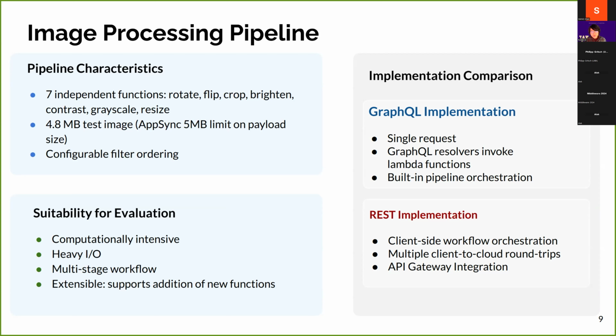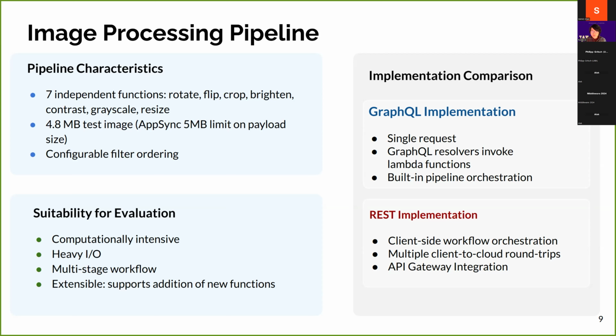So to compare GraphQL and REST, we have 2 sets of implementations. One is the GraphQL way and the other is the REST way. For GraphQL, the request is responded to with a single request response, and the pipeline orchestration is done internally within the GraphQL server by its resolver function, which is GraphQL's internal function for aggregating data. And for REST, the request is handled mostly on the client side. The client is in charge of arranging workflows, and there could be multiple round trips between the client and the cloud.